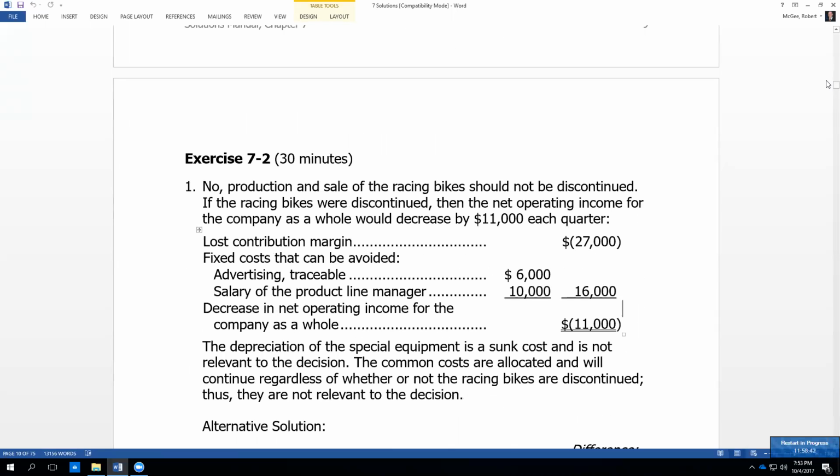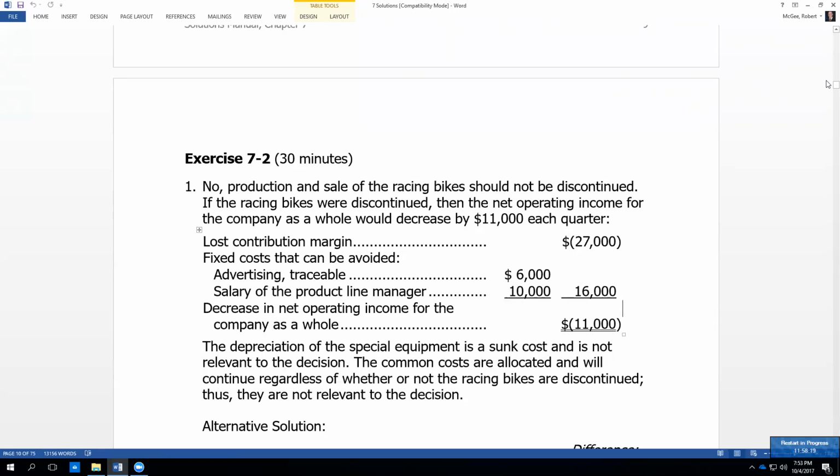Exercise 2, page 310. Dropping or retaining a segment. Again, this segment looks like it's unprofitable. Should you get rid of it? The Regal Cycle Company manufactures 3 types of bicycles: a dirt bike, a mountain bike, and a racing bike. Data on sales and expenses for the past quarter follow.